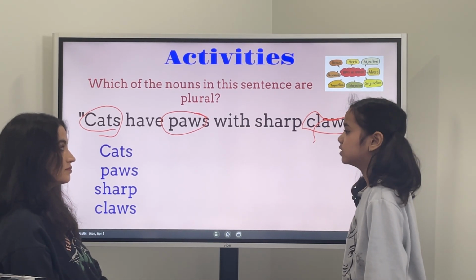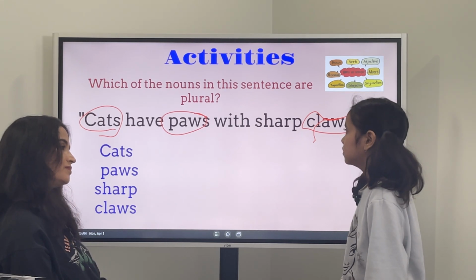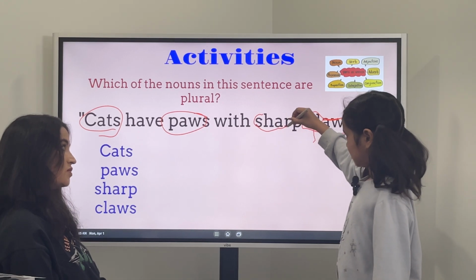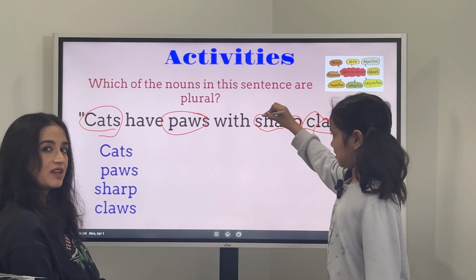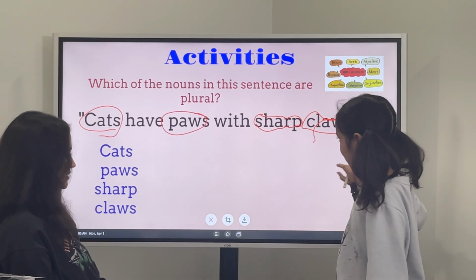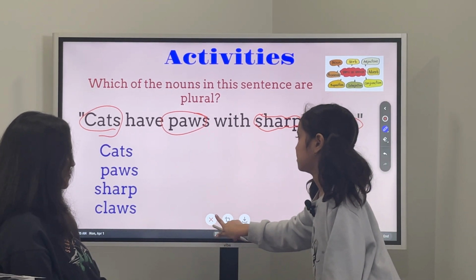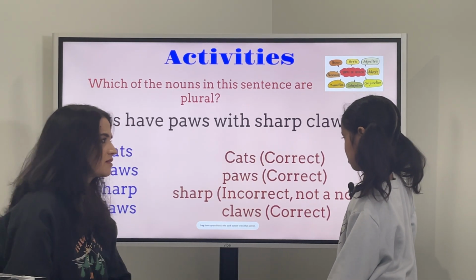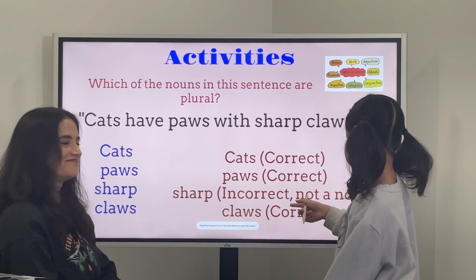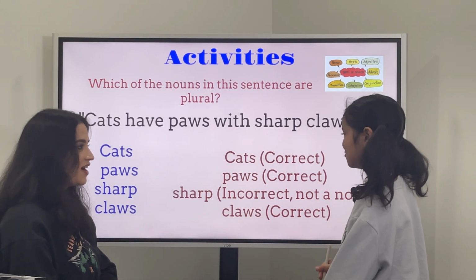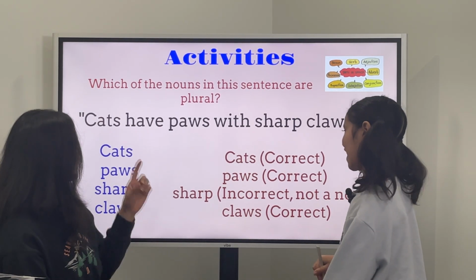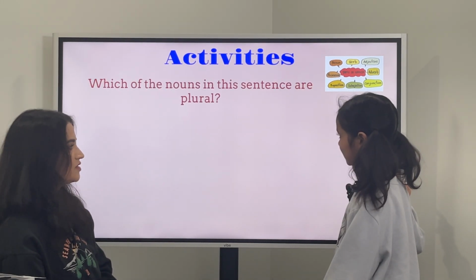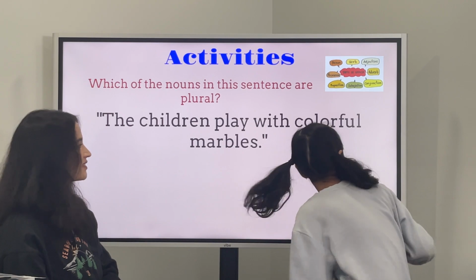What about sharp? I don't think so. You think sharp is a noun? Yeah, really? I think so, Lina. Let's see what is right. But sharp is not the name of something, is it? Oh, it's incorrect. It's not even a noun. So cats, paws, and claws are the correct answers, and sharp is incorrect. You need some practice, little girl.